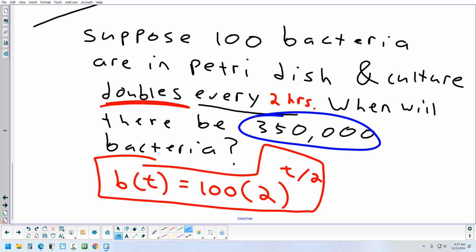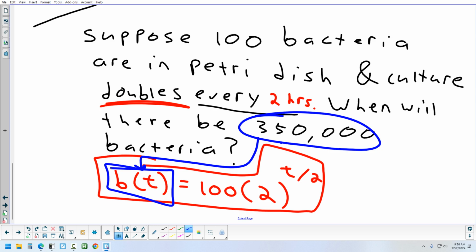So once you get your formula, I could ask you two different types of questions. I could say, tell me how much bacteria you'll have 20 hours from now. Or I could say, tell me how many hours to hit 350,000. Okay? So we have to know where to plug that in. Does the 350,000 get plugged in for t or B of t? B of t. Right. This would get plugged in right there, and then you do essentially the same thing we did in the last problem.